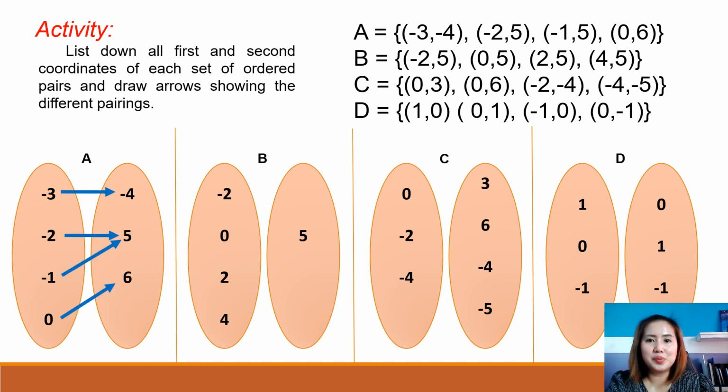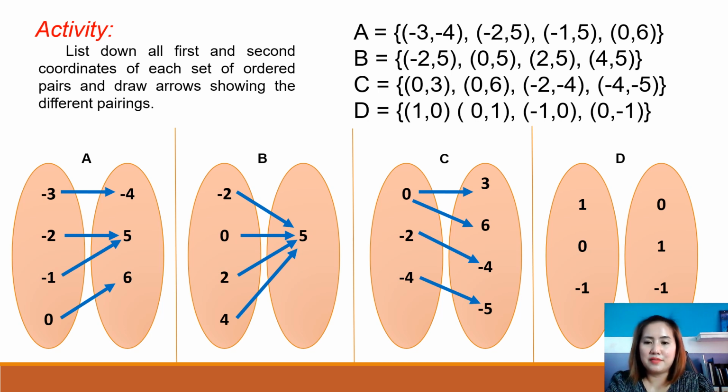Now, let us draw the arrows pointing to the values. And as you can see, we have here negative 3 to negative 4, negative 2 to positive 5, negative 1 to positive 5, and 0 to 6. For B, we have negative 2 to 5, 0 to 5, 2 to 5, and 4 to 5. And then for C, we have 0 to 3, 0 to 6, negative 2 to negative 4, and negative 4 to negative 5. And for set D, we have 1 to 0, 0 to 1, negative 1 to 0, and then 0 to negative 1.